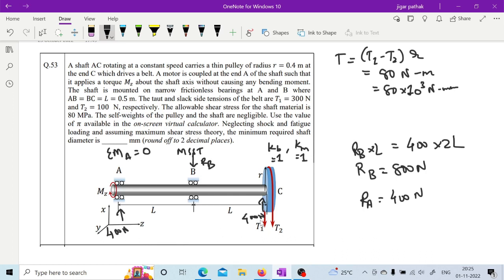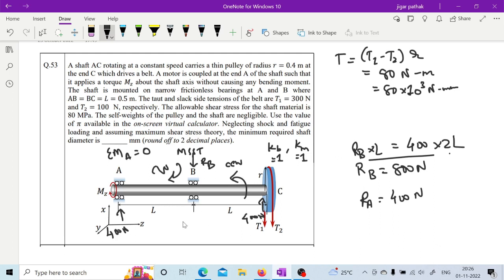Yes sir. Because of this RB a moment will be generated like this, and because of this it will be generated in the counterclockwise direction. So here it is clockwise and here it is counterclockwise, so that we have made equilibrium, and then we have found RB. So RB will be upward, sir. RB comes out upward, and RA was coming downward, sir.